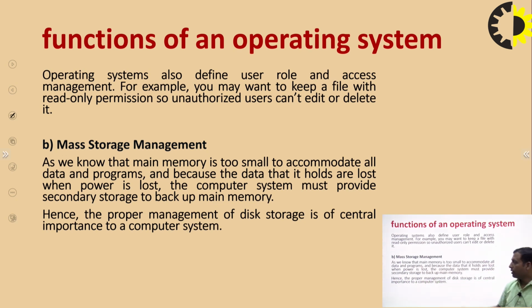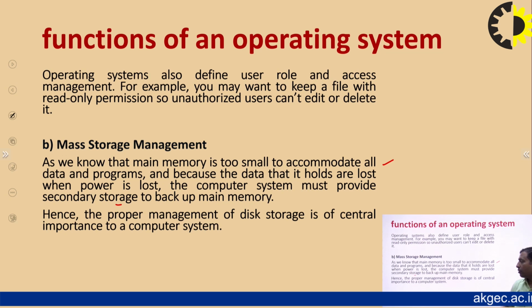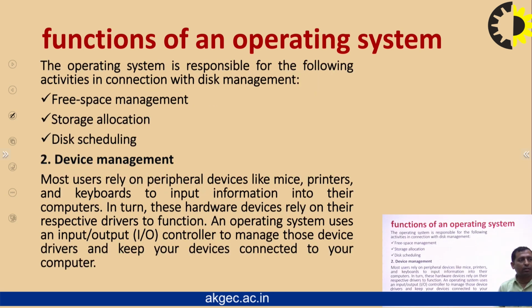program. Yes, main memory is small, and it is also volatile in nature, so we cannot keep our files or programs there for permanent use. Because data is lost when the power is lost in the main memory, the computer system must provide secondary storage backup. Secondary storage backup is necessary, hence the proper management of disk storage is of central importance to the computer system. Yes, this is very important.